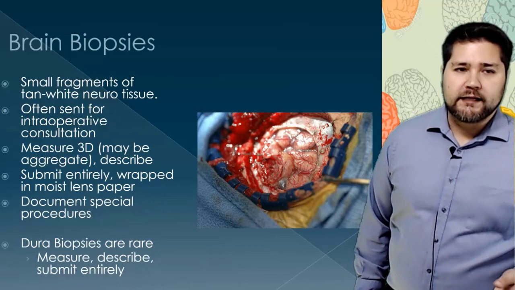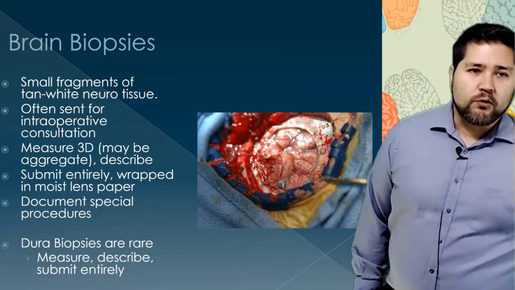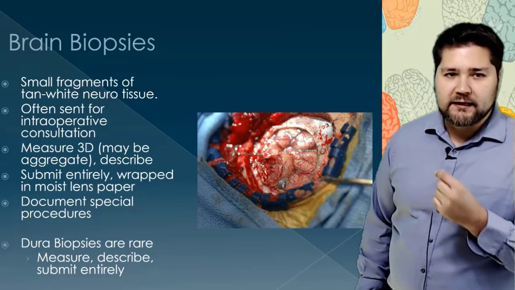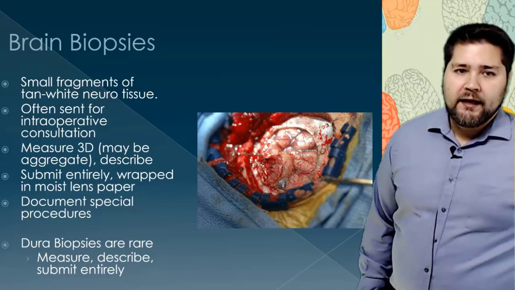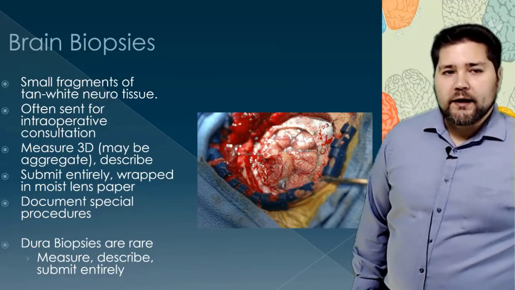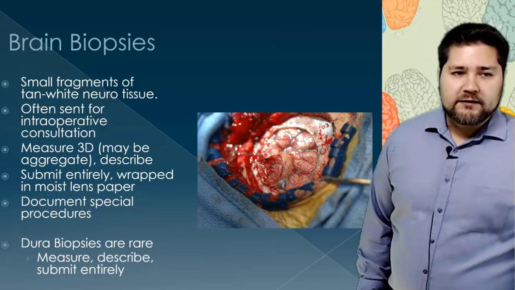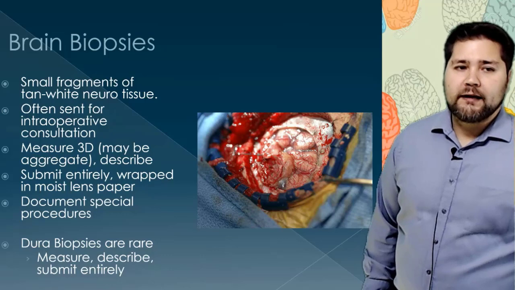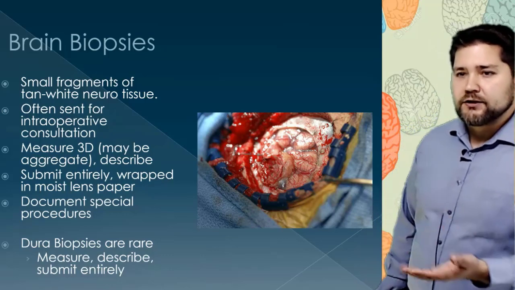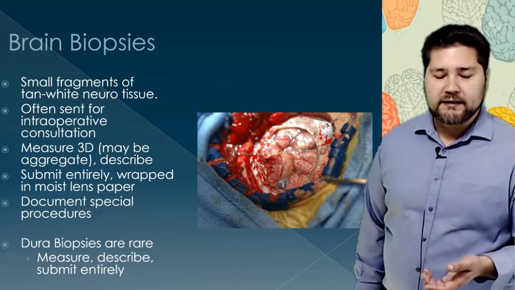You're going to measure it in 3D, and you might have an aggregate of tissue, or it might be a single fragment, and sometimes you just get like a 1 to 2 millimeter piece, and they expect you to do a frozen section on that. And so you got to get real crafty. But you describe what you have, a tan white, friable fragment of tissue, and you're going to ultimately submit it entirely. So if you don't do it for a frozen section, then you're just going to wrap it in moist lens paper and submit it entirely.